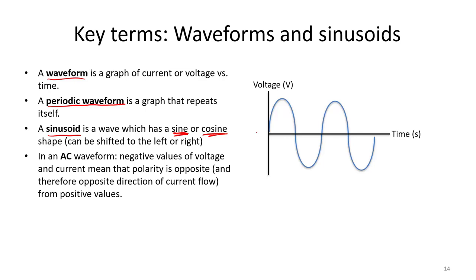One other thing to note about AC circuits and AC waveforms in particular is that if we have negative values of voltage and current, that means that our polarity is actually opposite. And so current can actually flow in the opposite direction as when our voltage or current is positive. So we can see that for something like this, depending on whether our sinusoid is positive or negative, we could have current and voltage alternating directions.